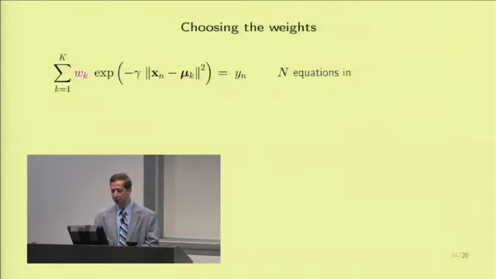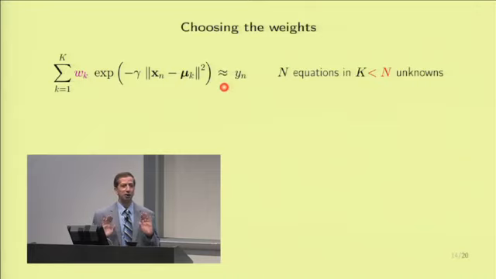How many unknowns? The unknowns are the w's, okay? And I have capital K of them. And oops, K is less than N. I have more equations than unknowns, okay? So something has to give, and this fellow is the one that has to give. That's all I can hope for, okay? So I'm going to get it close in a mean squared sense, as we have done before.